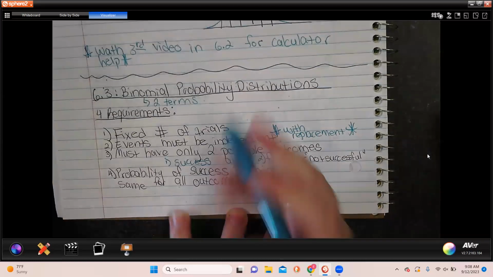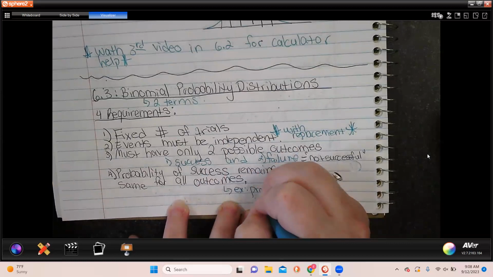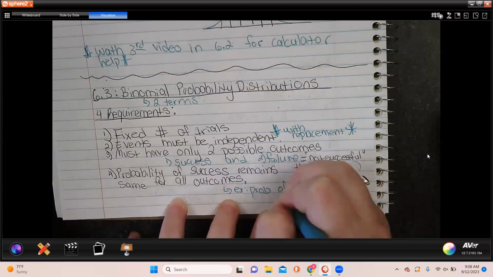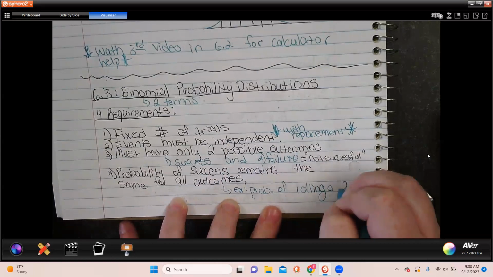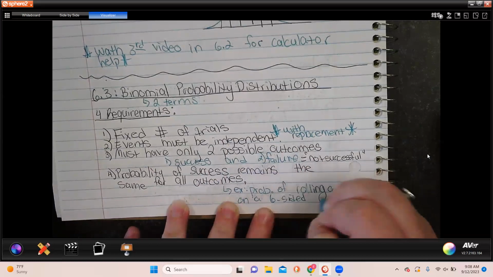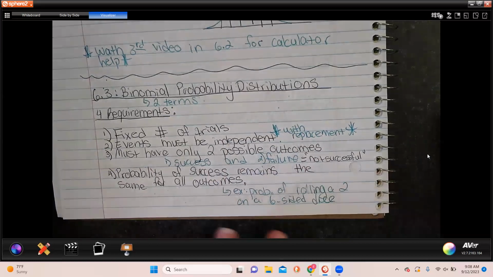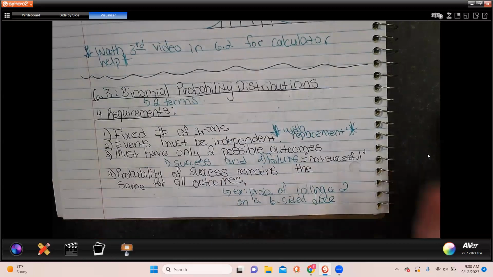So let me say an example. The probability of rolling a 2 on a 6-sided dice. Okay, it will never change. Every single time it's 1/6 over and over and over again. Okay, so I'm still on 6.3, but I ran out of room.